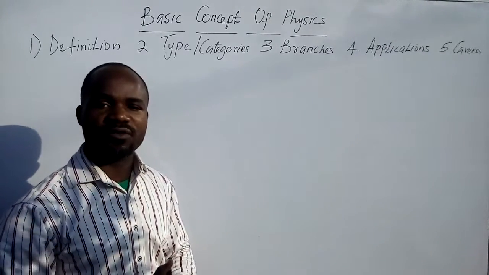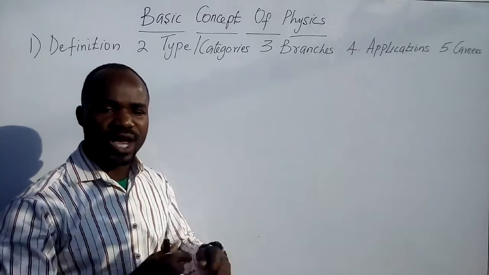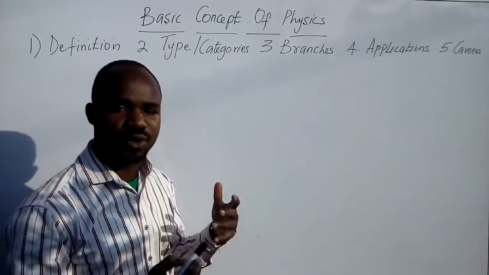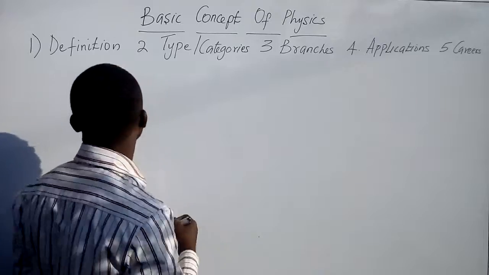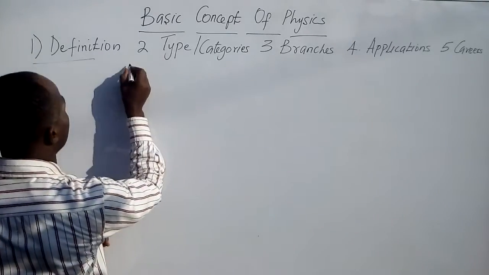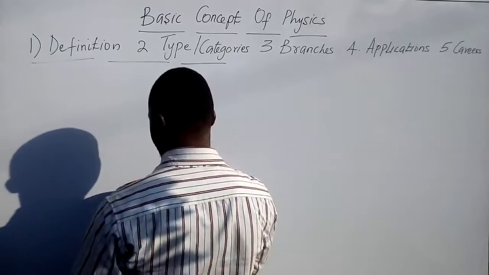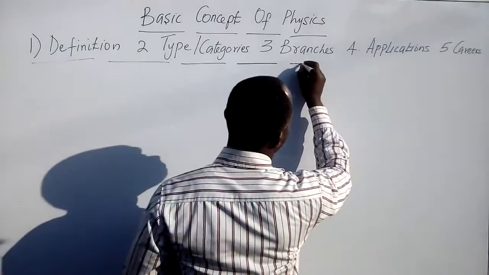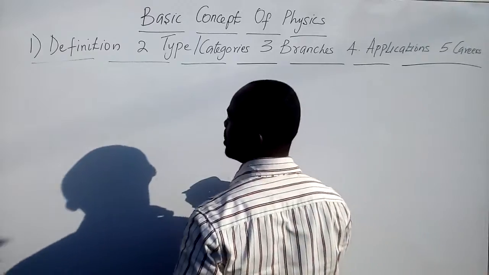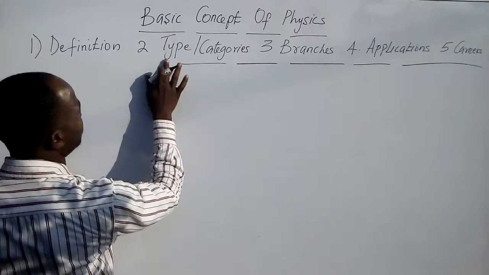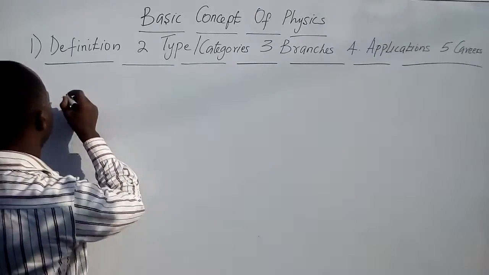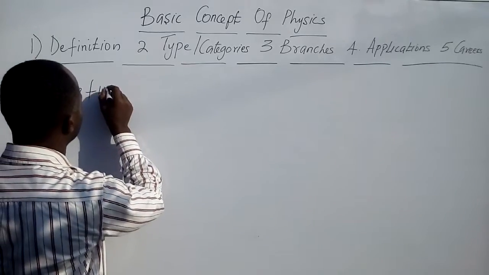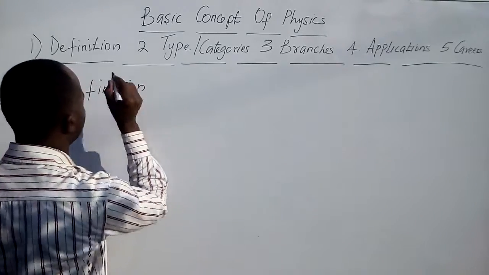Then the first thing we need to ask ourselves is how can physics be defined to encompass every activity happening on Earth or in the universe? It's very simple. So we'll start with the definition of physics. We look at the definition of physics first, and after that we take types or categories of physics. So number 1 is definition of physics.